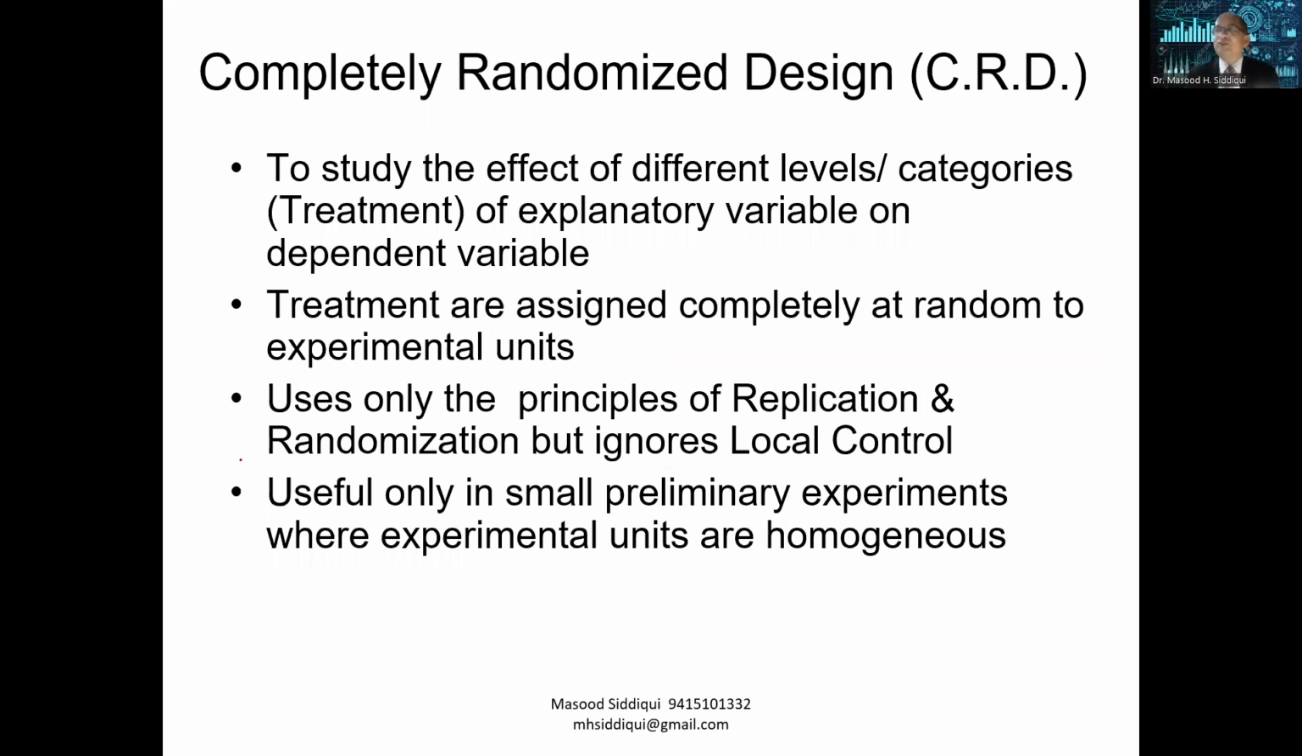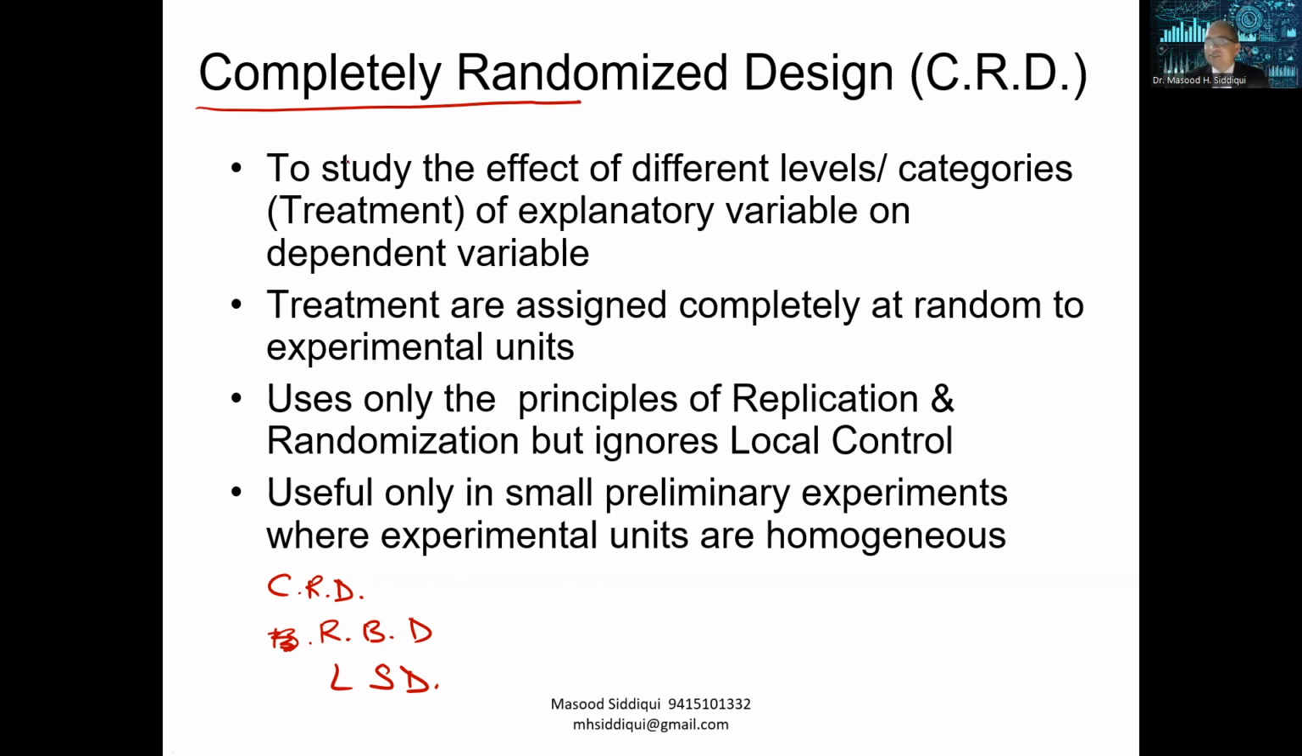Now we are going to study three research designs. One is the completely randomized design. The other one is the randomized block design. The third one is the Latin square design. So these are the three designs that we are going to study. The first one is the completely randomized design. As the name suggests, the randomization is complete, without any condition.